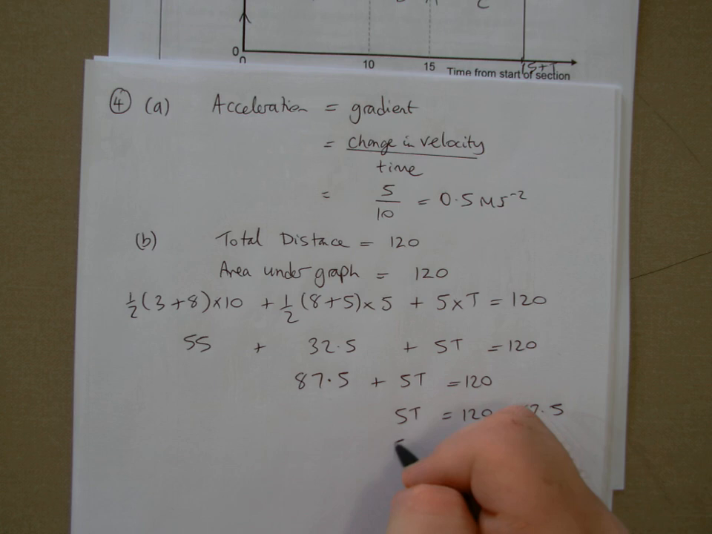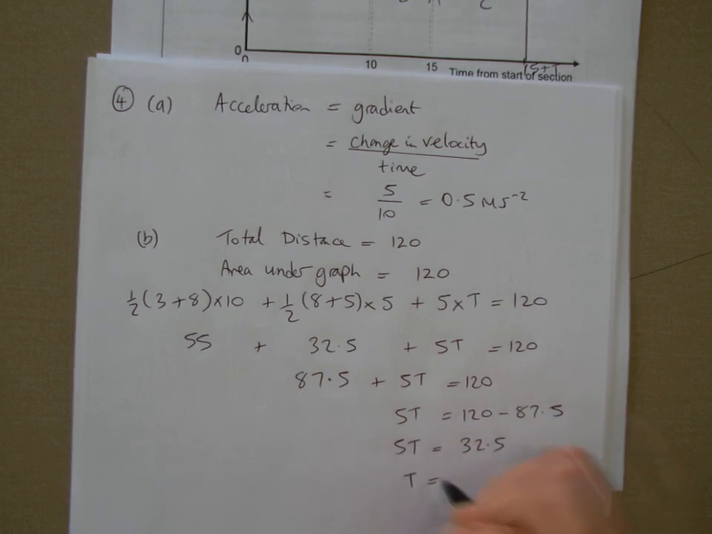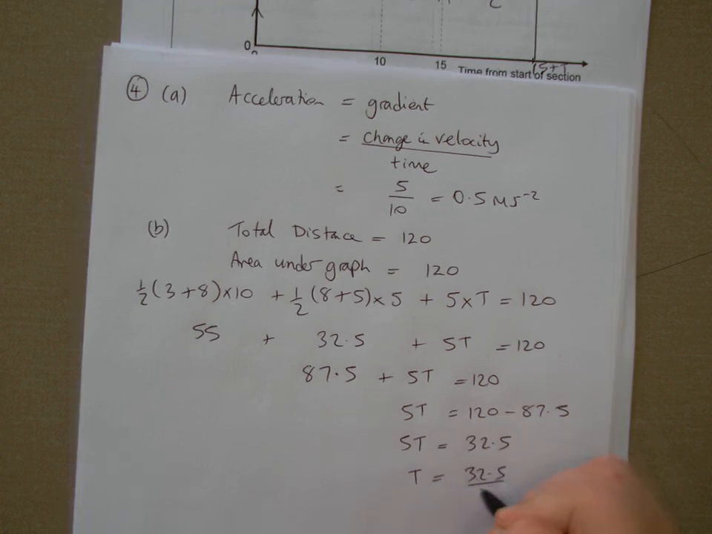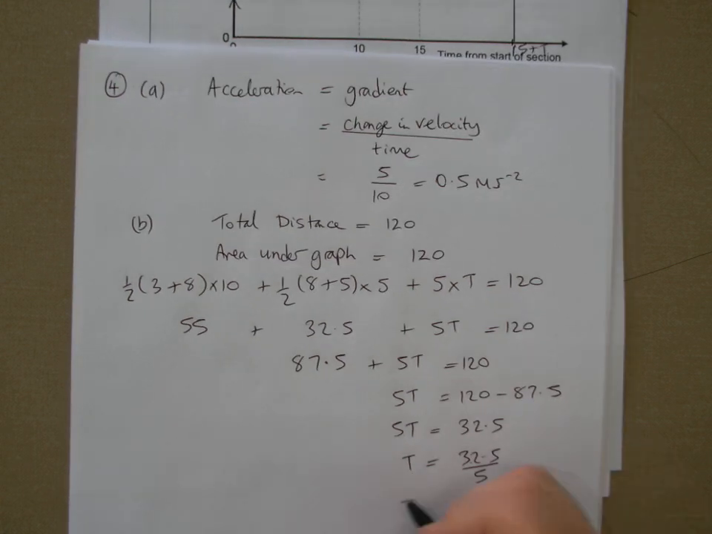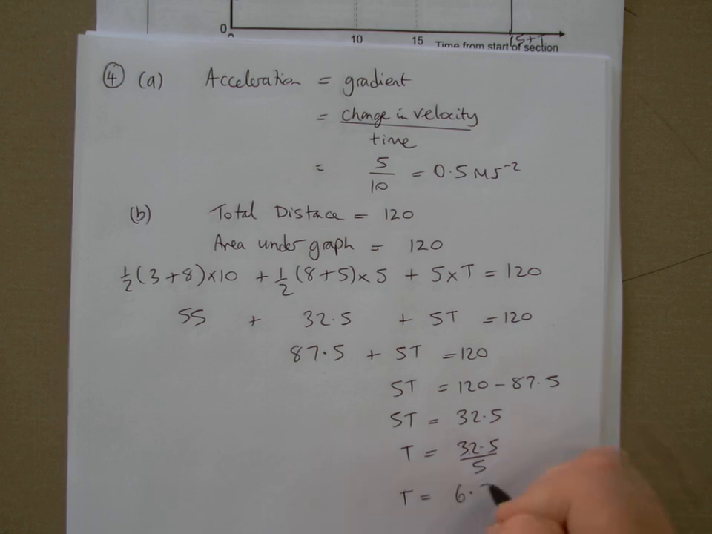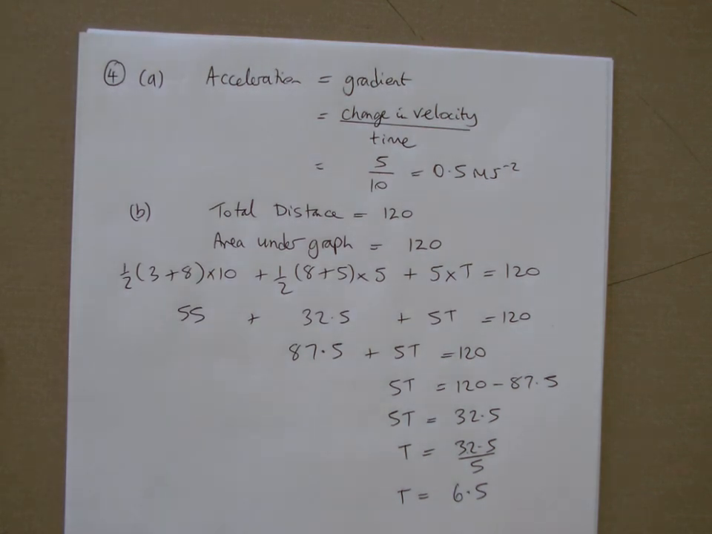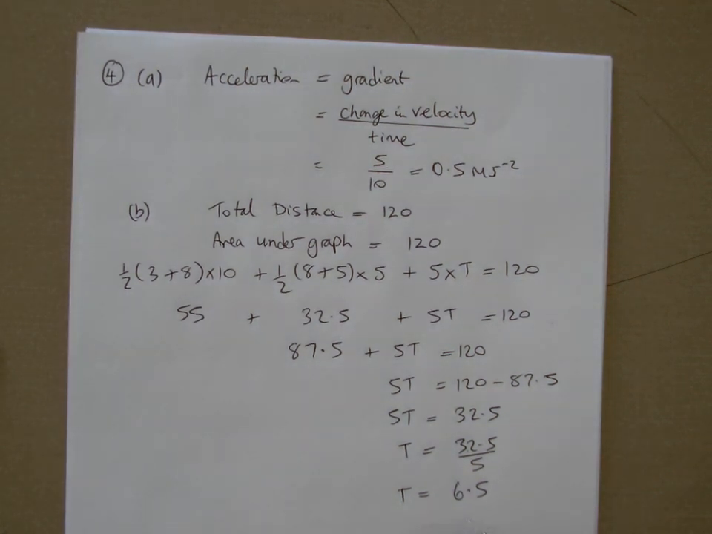And we get 32.5. And then t will be 32.5 divided by 5, and we get our answer to be 6.5. Okay, and that's exactly what they wanted, didn't they? They said calculate the value of t, so that's how much further he goes at that constant speed.